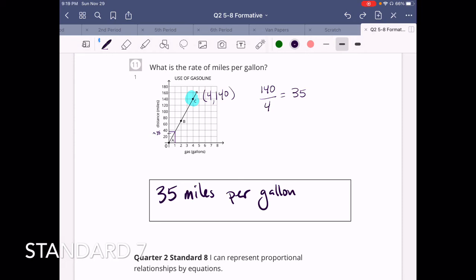Now, I accepted anything between 30 and 40. All right. So you should have been able to tell that that was above 30 and below 40. All right.